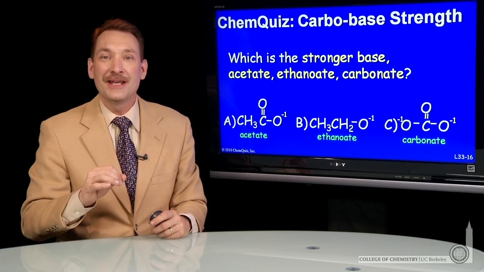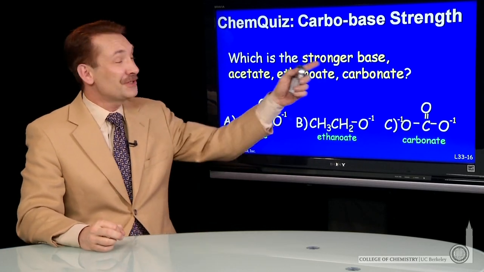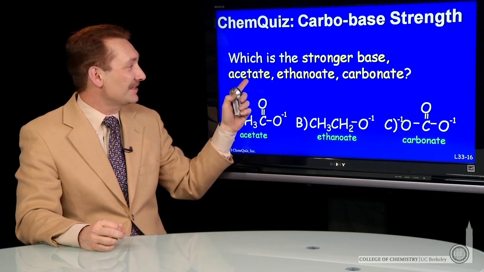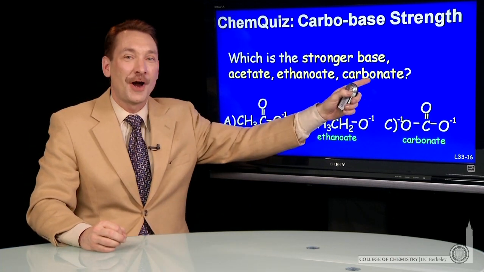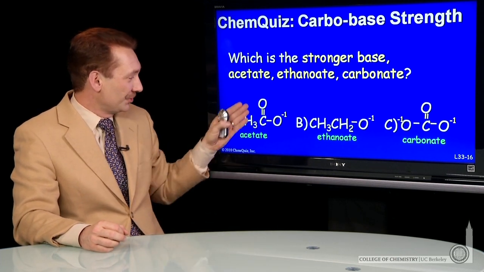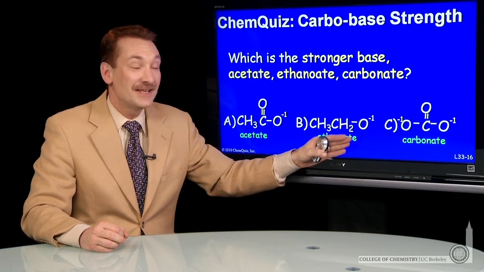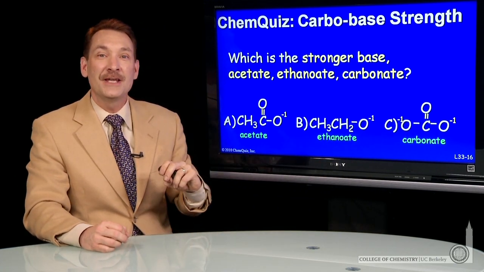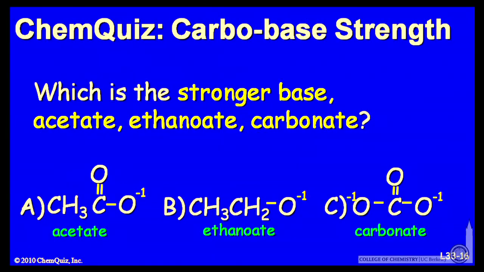Let's compare 3 conjugate bases. Which is the strongest base? Acetate, ethanoate, or carbonate? And here I've written their structures: acetate, ethanoate, carbonate. Among those 3, which is the strongest base? Think about that for a minute and make a selection.